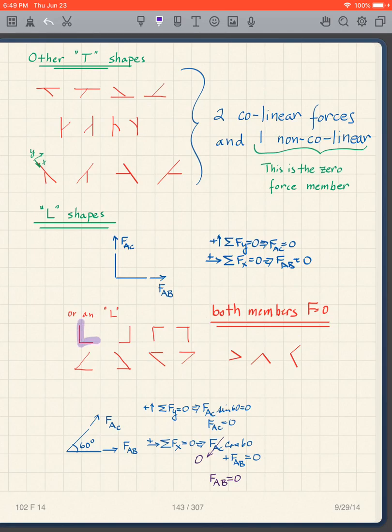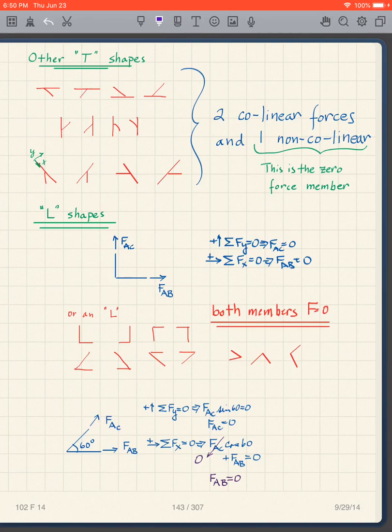And this L can look like this, it can look like this, it can look like this, it can look like this. But then similarly, what happens if my L is distorted like that? Well, what happens with the sum of the forces in the y direction? I can see that this is going to be FAC sine 60 equals 0, which means what? That FAC equals 0. So this becomes 0.